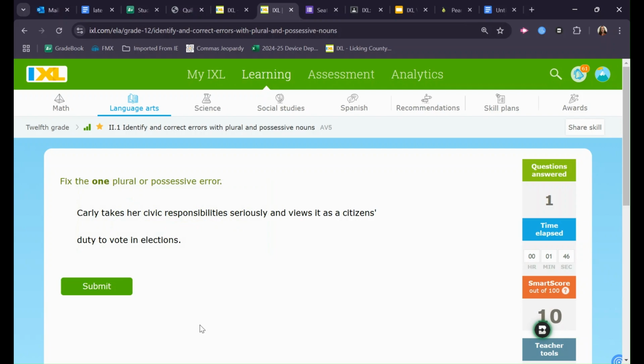Carly takes her civic responsibility seriously and views it as a citizen's duty to vote in elections. Well, let's go straight to the word with the apostrophe here. Views it as a citizen's duty. Well, the word a there tells me we're talking one citizen. So again, my first question, is it plural? The answer here is no, not plural. So I'm just going to go ahead and type the word. Okay, next question, is it possessive? A citizen's duty. Yeah, okay, citizens possess duty. It's the duty of the citizens. Okay, and since I just have a singular word here, I'm going to tack on that apostrophe S to show the possession.